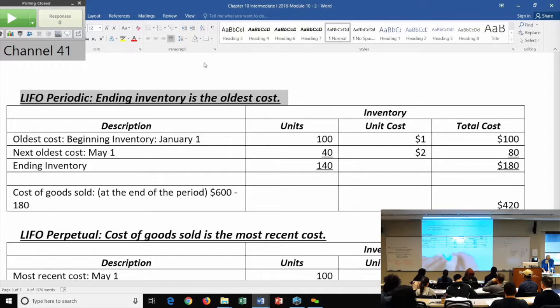So this is LIFO periodic cost of goods sold. It's going to be from the September 30th purchase. It's going to be 100 units at $3. But notice the sale took place when? On June 30th. You're going to be using $3 that didn't even exist at that point. And then the next most recent cost, you sold 160, would come out of the May 1st purchase.